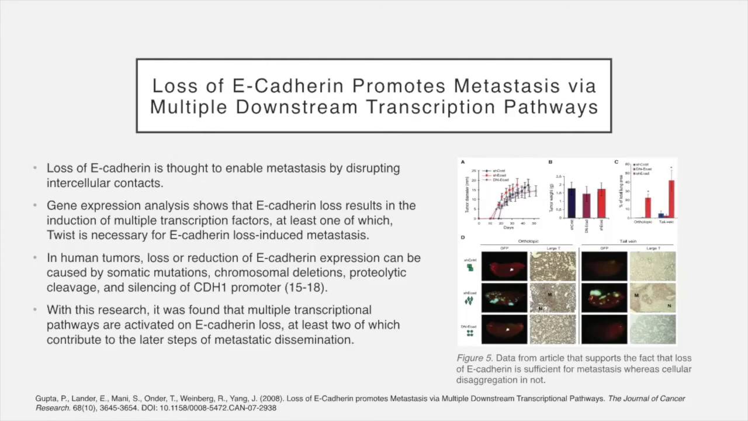With this research, it was found that multiple transcriptional pathways are activated on E-cadherin loss, at least two of which contribute to the later steps of metastatic dissemination. Figure 5 is data that was obtained from this article supporting the fact that loss of E-cadherin is sufficient for metastasis, whereas cellular disintegration is not.